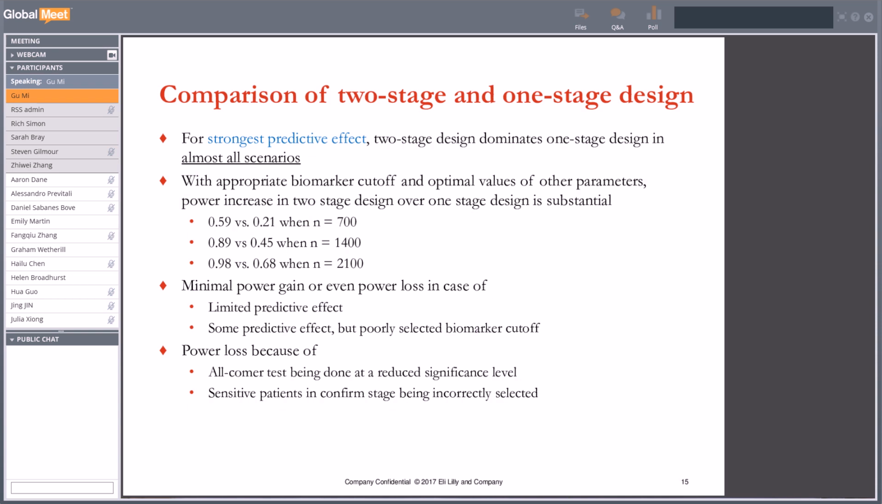However, if the predictive effect is very limited, for example, probably a wrong biomarker was considered, or if the correct biomarker is selected but the cutoff was poorly determined, then the power gain is minimal, or we may even have power loss. This is easy to understand because in the two-stage design we have to use a reduced alpha, or alpha 1, for the all-comer test, and the 70% of patients in the confirmed stage are incorrectly selected.